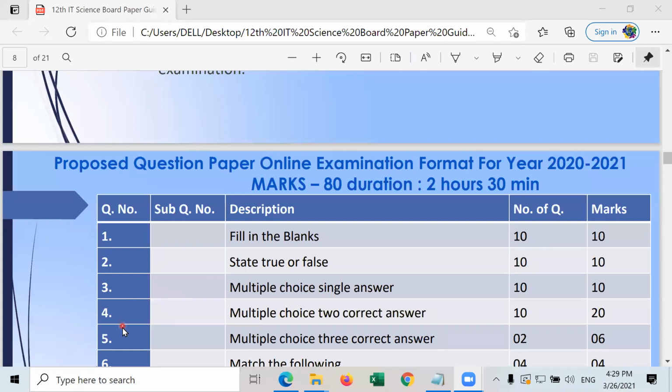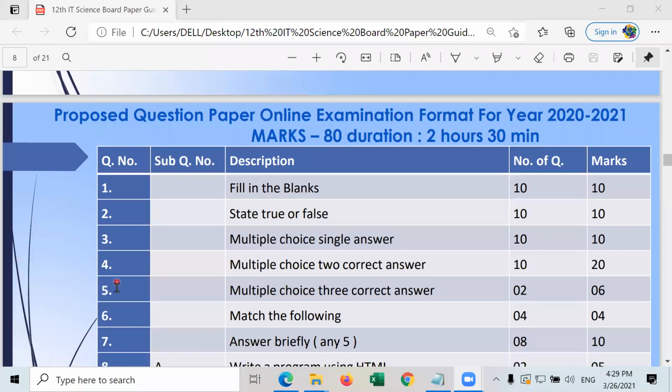Move to next question, question number 5. Now, question number 5 is also a multiple choice question, but in this question, you have to select 3 correct answers. So, again, you will be given 4 answers. Out of 4, you have to select 3 correct answers. Sorry, you will be given 5 options, 4 or 5 options. Among given options, you have to select 3 correct answers.